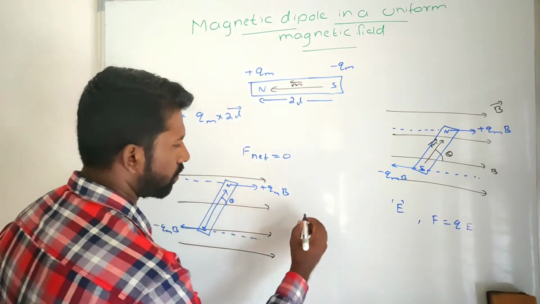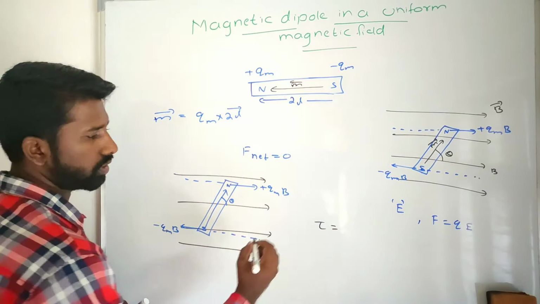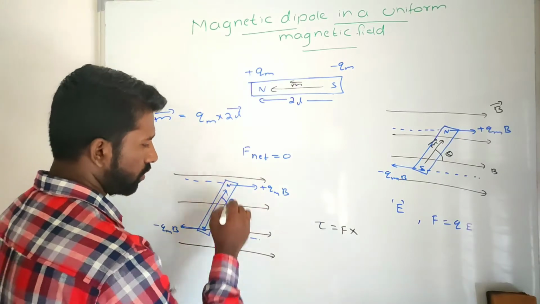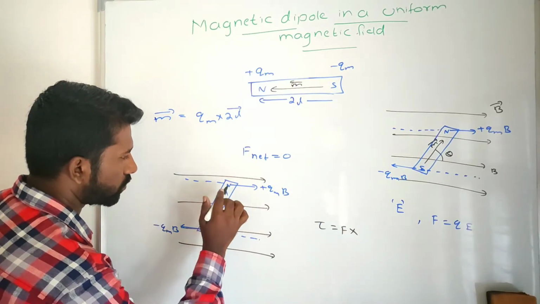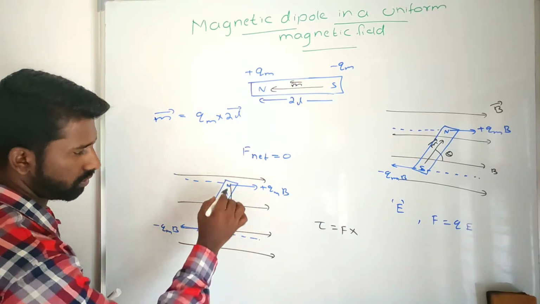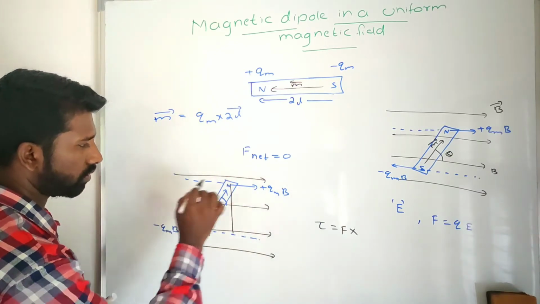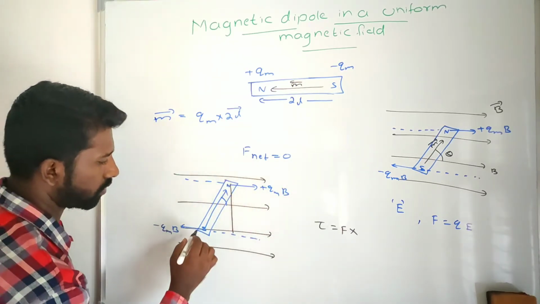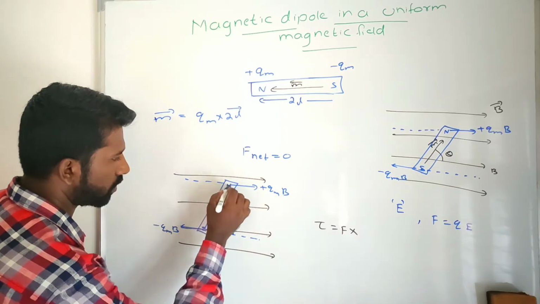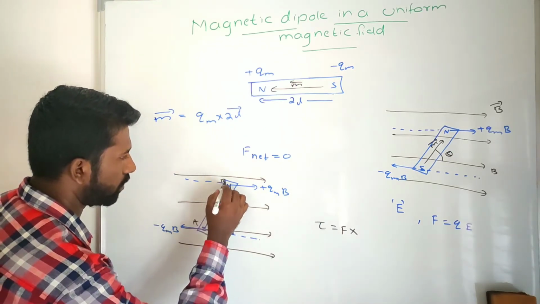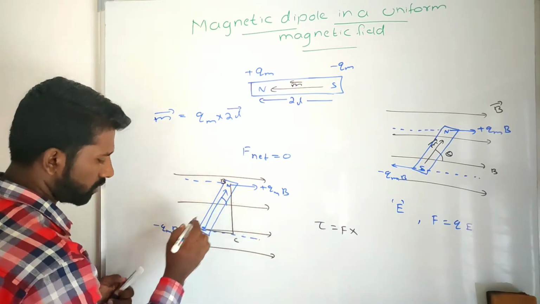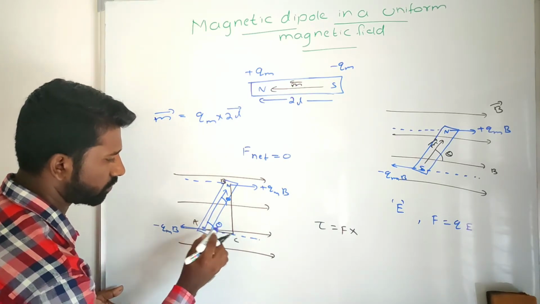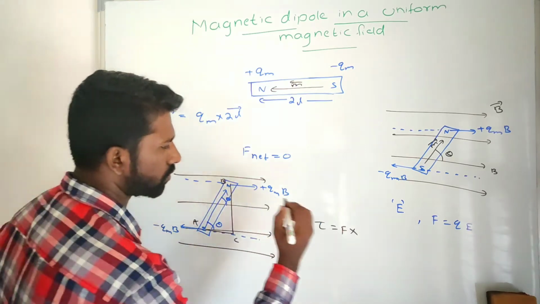Then the torque acting on the dipole, tau, is equal to force into the perpendicular distance between the lines of action. So here I am going to draw a perpendicular between these two lines of action. This is a perpendicular distance. To find that, I am going to create a triangle ABC. If this angle we already consider as theta, then this angle is also theta. What about the perpendicular distance?